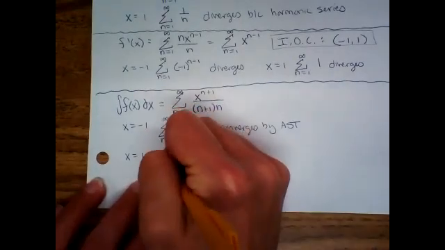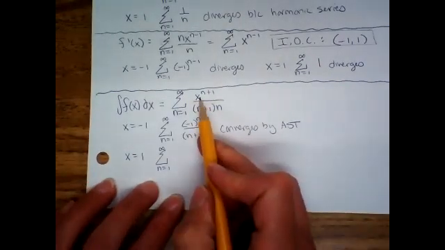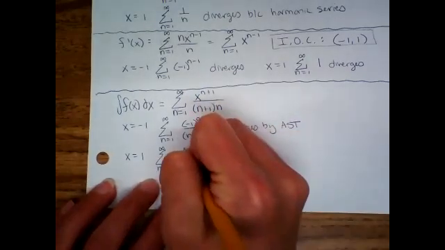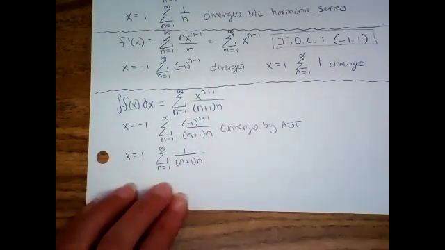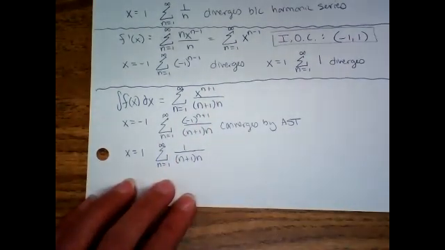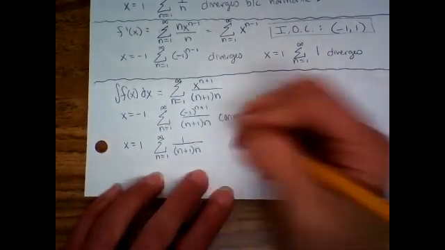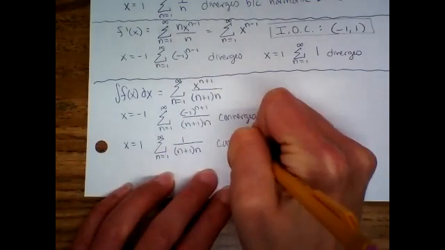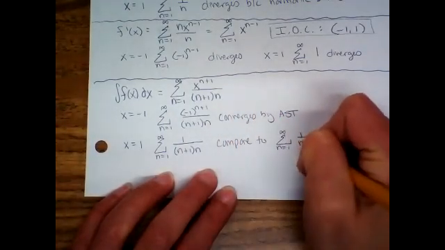All right, so then if you plug in +1, 1 to the n plus 1 is just going to be 1. Now this one's going to be a little bit more complicated because that's not an alternating series. What would you try? So that'll give you an n squared down there, which is where I want you to be thinking. We're going to compare it to a p series. So we're going to compare this to 1 over n squared.